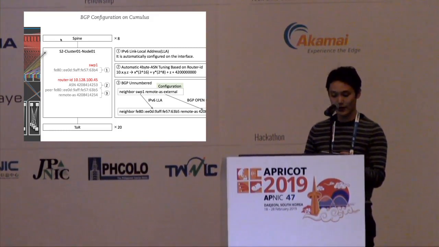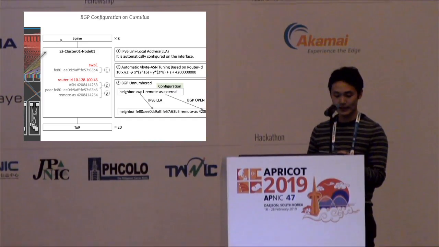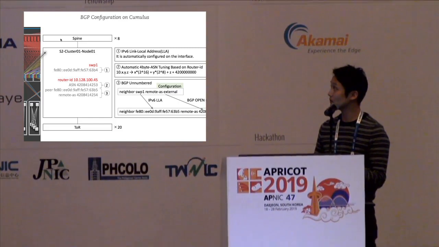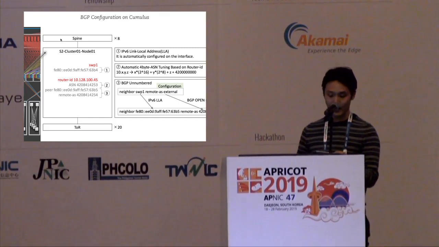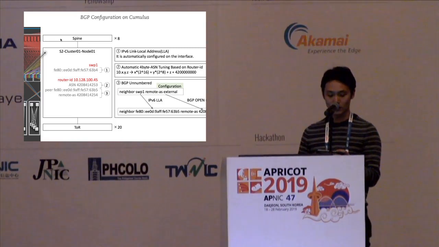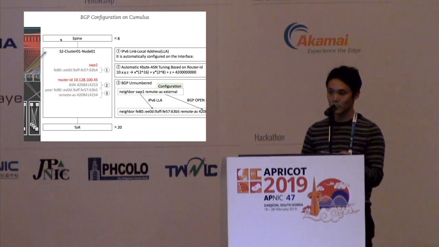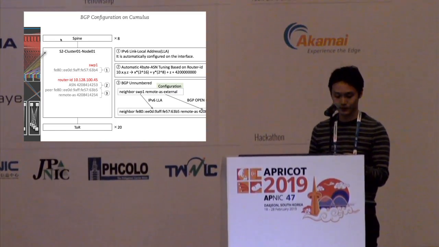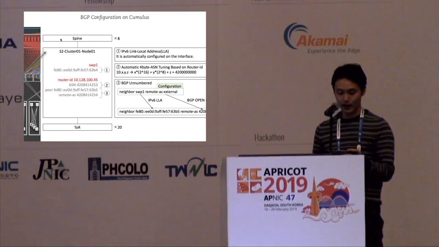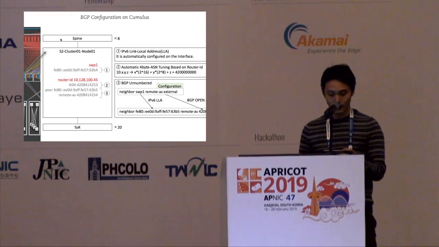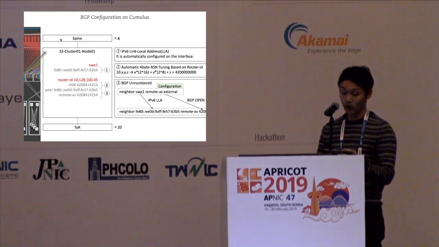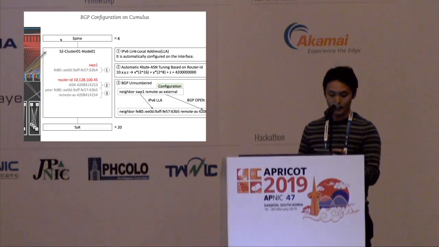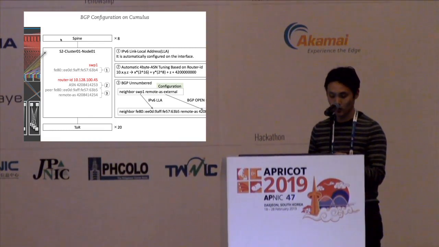Second, ASN can be calculated by the formula shown in this slide with the router ID. Here, the router ID is a unique address that we assign on each node. So because it is based on the unique address, the ASN can also be unique. And the third technique is the address and ASN on the peer. They are also set automatically on Cumulus.